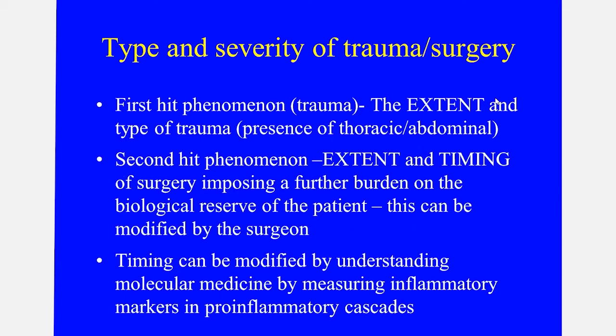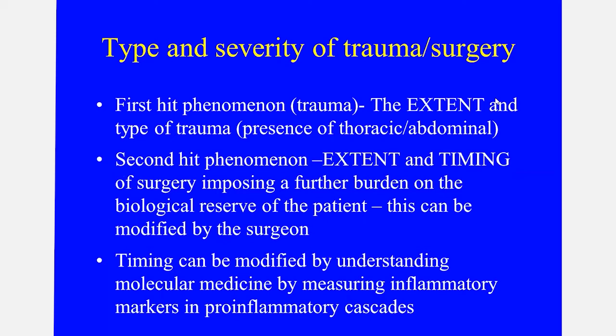The first hit is the extent and the type of trauma, the original injury to the patient. The second hit, and this is most important, is the extent and timing of the surgical intervention. If the surgical intervention is not done appropriately, or is done too quickly, or too much is done, then it imposes a further burden on the biological reserve of the patient. And this is something which the surgeon can modify. It's in the hands of the surgeon.